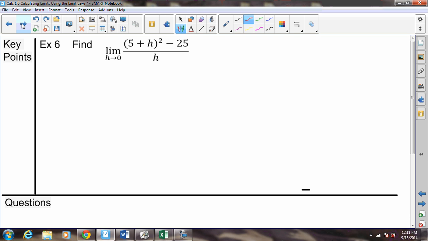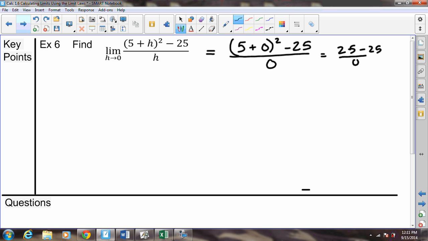Example 6. What do we have? So if we tried doing a direct substitution, we would say 5 plus 0 quantity squared subtract 25 all over 0, which is 25 minus 25 over 0, 0 over 0, which tells us we have some more investigation to do. Direct substitution did not help us here.